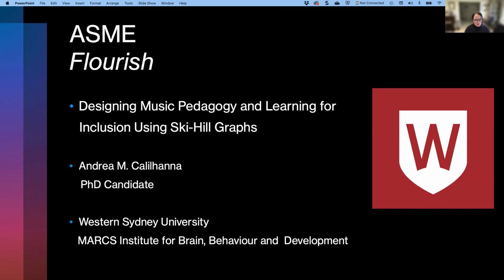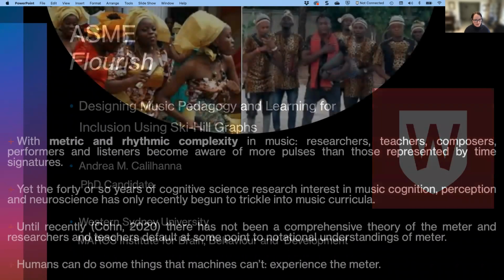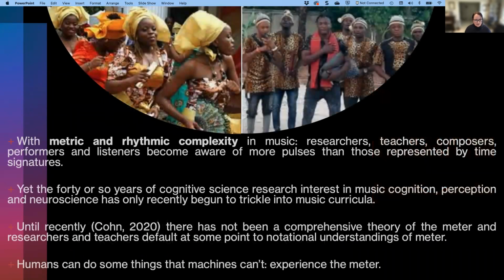My presentation will focus on how we can design music pedagogy and learning for inclusion using ski hill graphs, and draws on current research, my PhD research, and previous papers. There is much discussion today about what to include in diverse music education, and progress is being achieved in music history to broaden the curricula. Increasingly, technology is being introduced into music curriculum and music education is moving forward in leaps and bounds.